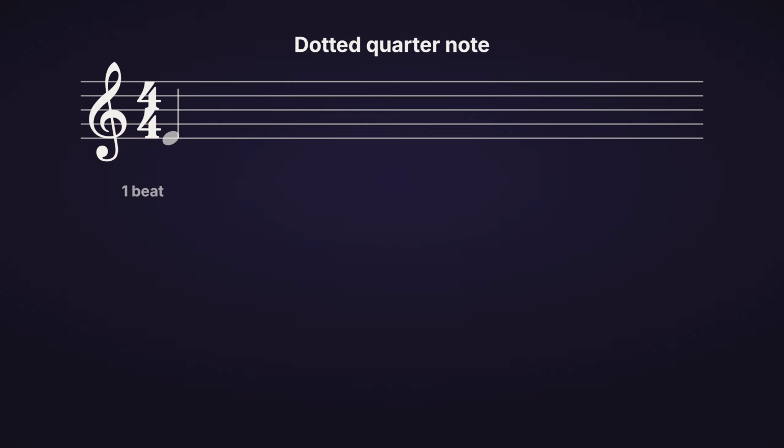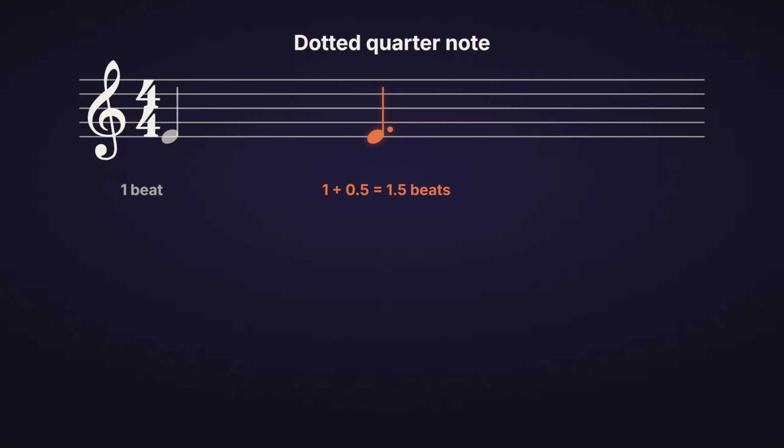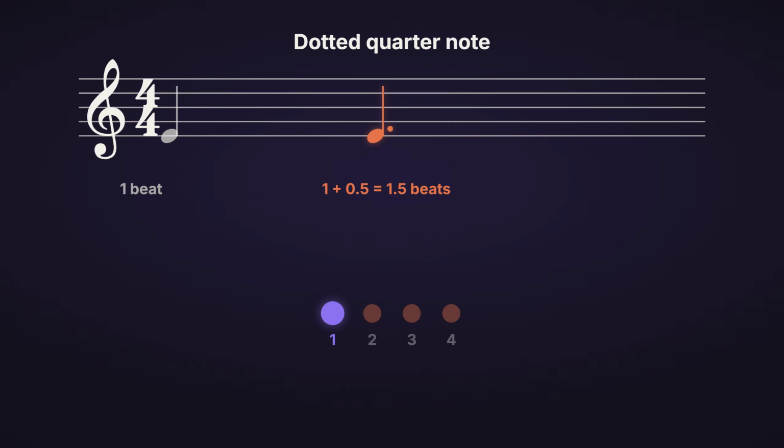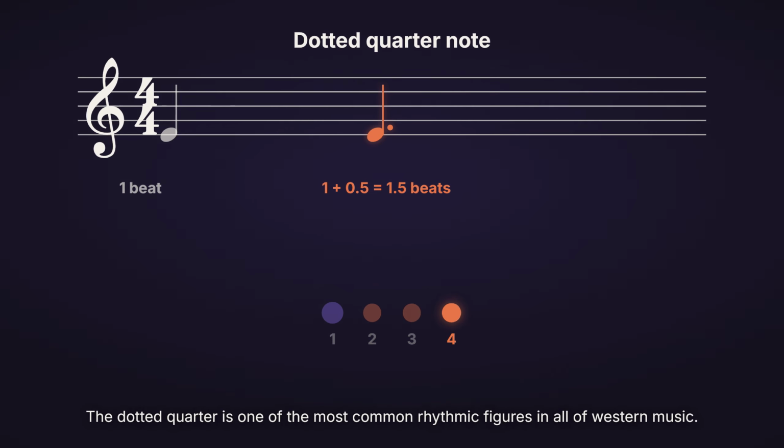Now apply the same rule 1 level down. Quarter note is 1 beat. Half of 1 is a half. Dotted quarter note, 1 plus 1 half equals 1.5 beats. Hear it against the click, the note lands on the beat and holds past the halfway point of the next beat. That slight overreach past the halfway point is what makes dotted quarter rhythms feel like they push forward.